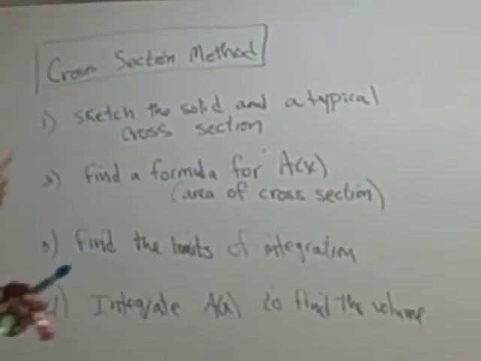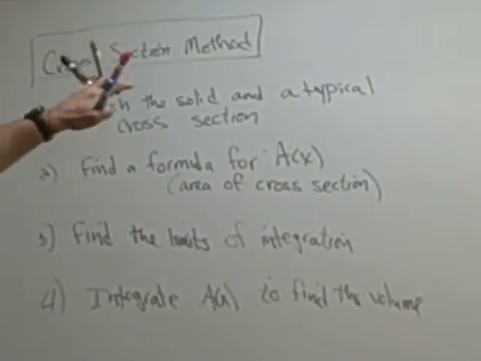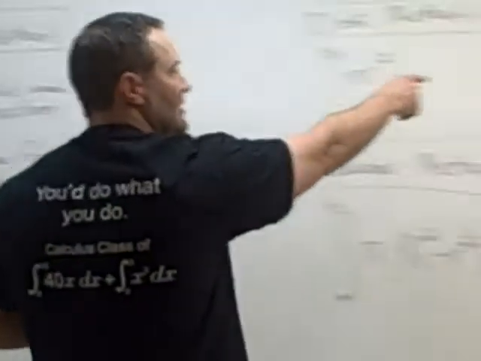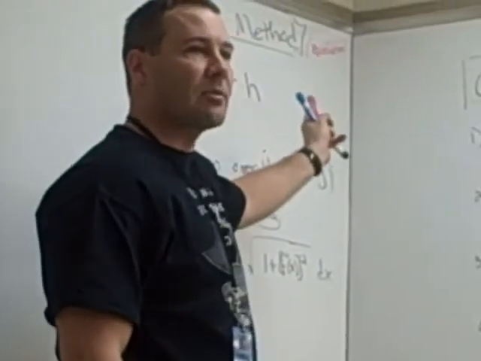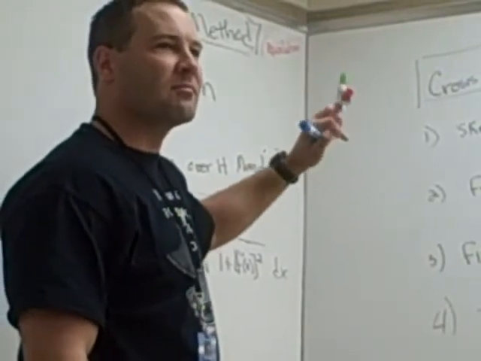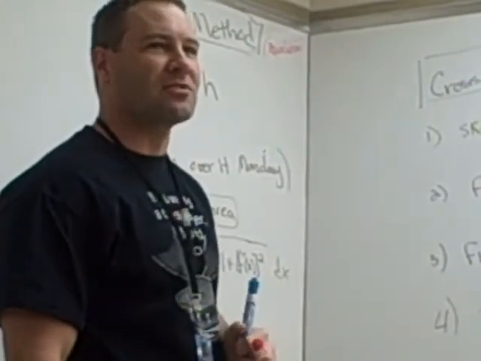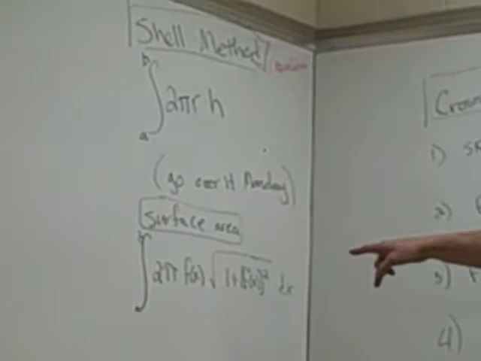So the cross-section method is unique because there is no axis of revolution. We're not revolving anything around an axis. So cross-section, there's no revolution. Everything else is a revolution. The shell method is a revolution. We're not going to talk about the shell method today. We probably would have time, but I don't want to give you too much information, information overload. So this is what we're going to talk about today. And then surface area, volume, we'll talk about that Monday also.